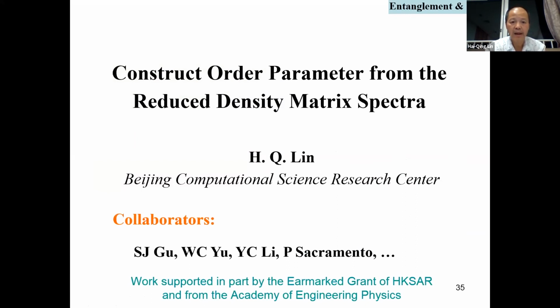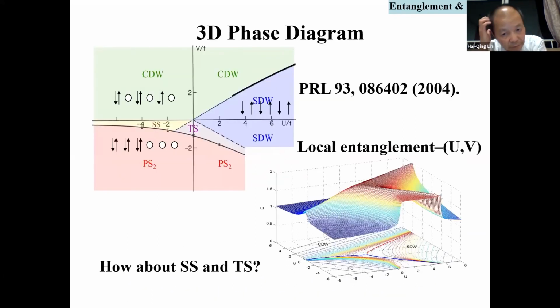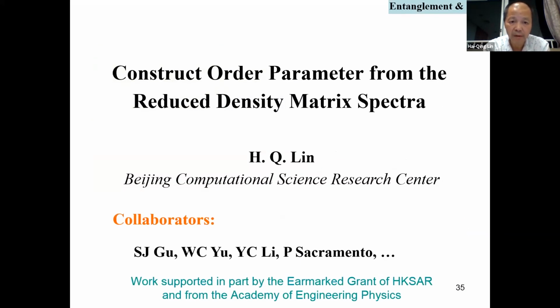So in other words, for the fermion system, I also show that I can use the measure of entanglement to identify where a quantum phase transition occurs. And in recent years, last year and this year, we also did work showing that once we find the phase transition, we can construct an order parameter from the reduced matrix spectrum.